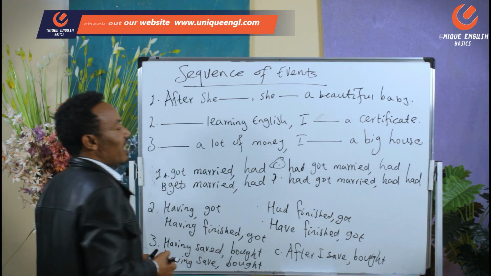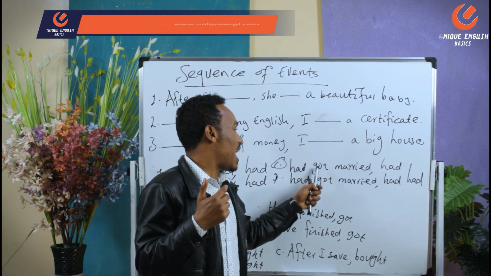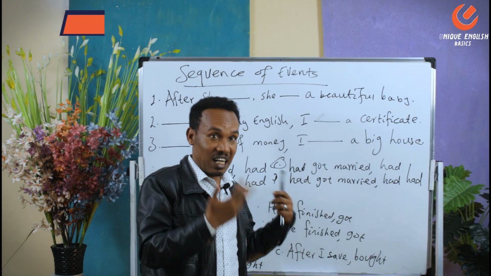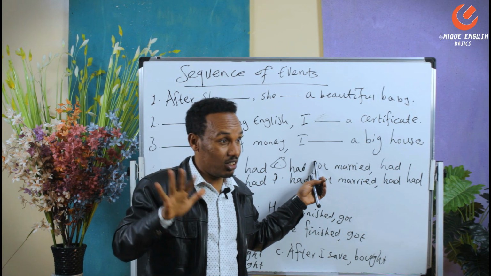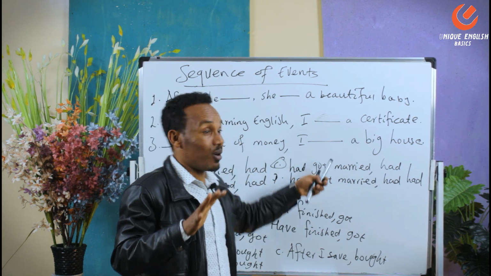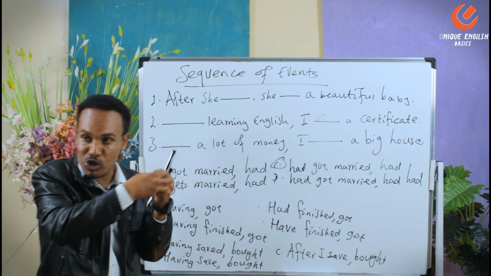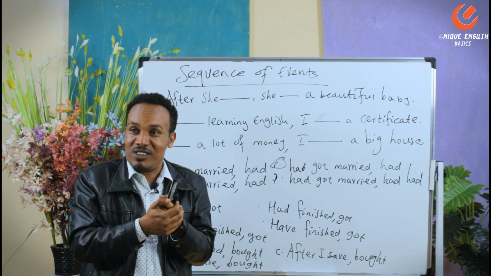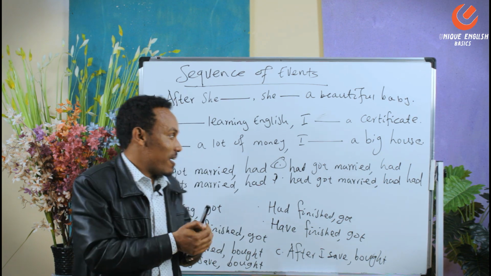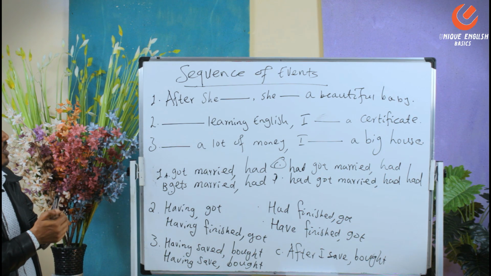Sometimes you may find it written "after she had gotten", right? Yes or no? After she had gotten married, it's okay, all right? But most of the time we use "got". After she had got married, she had a beautiful baby. Because here there are two actions, right? The first action will be past perfect. What will the second be? Simple past. So C is the answer for number 1.